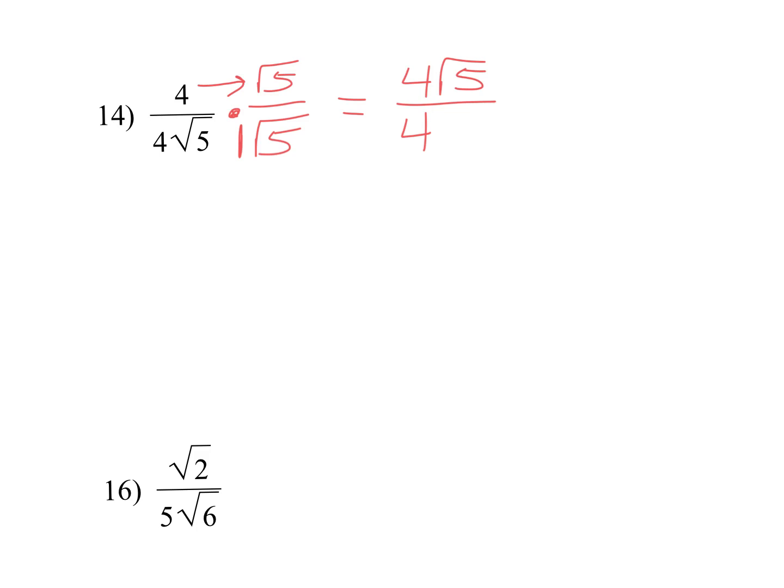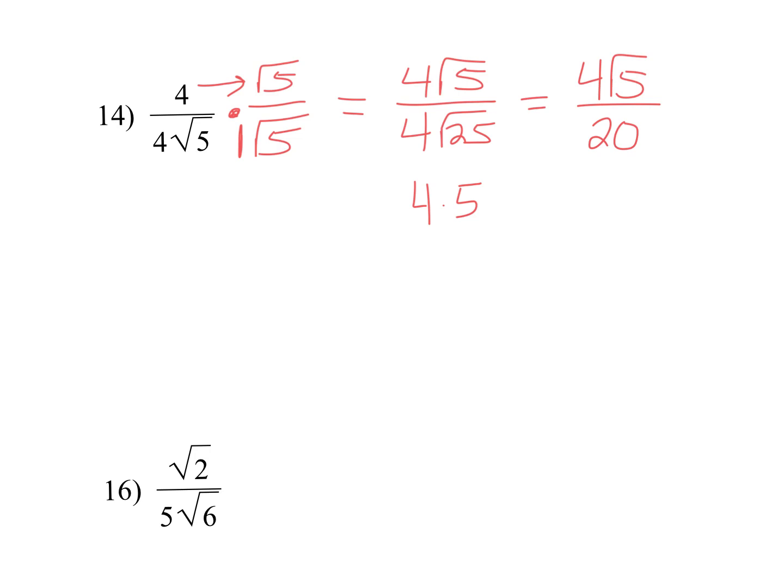Square root of 5 times square root of 5? Square root of 25. So now we want to simplify. What's 4 square root of 5? Can I simplify that? Nope. So the top will stay. Bottom, what's the square root of 25? 5. 4 times 5 is 20.